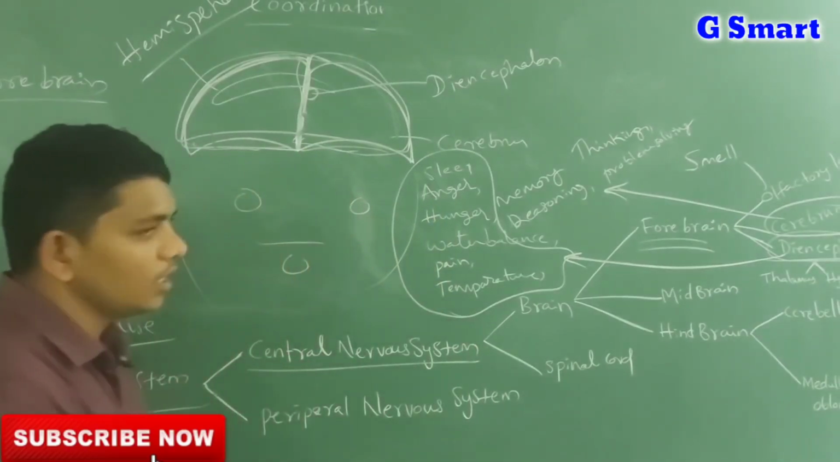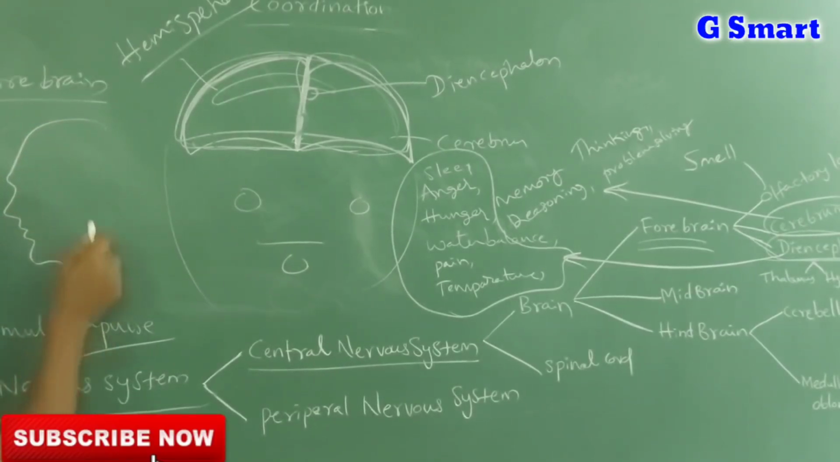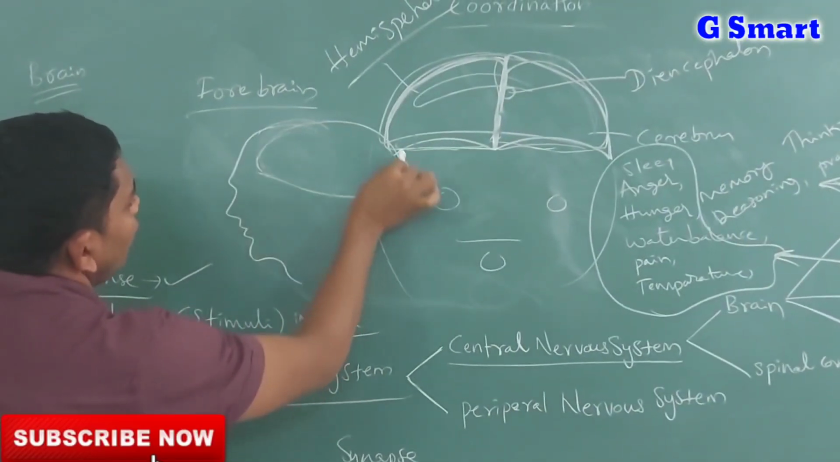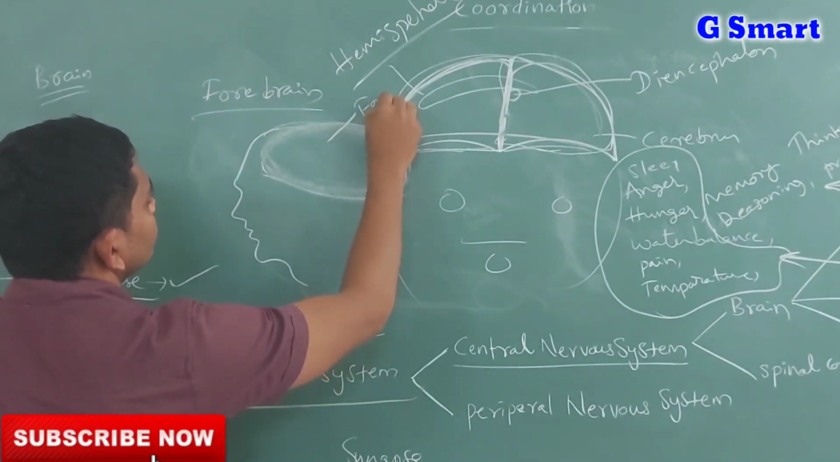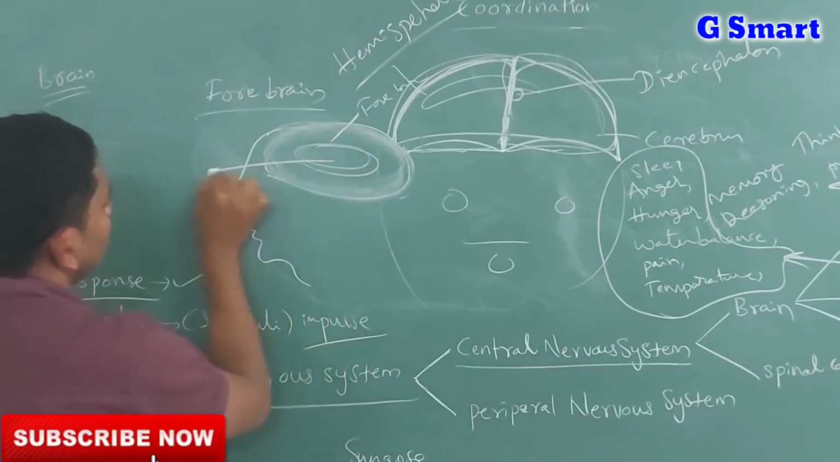And let us discuss the midbrain. If this is the brain, the outer part is called the forebrain. The inner part is called the midbrain.